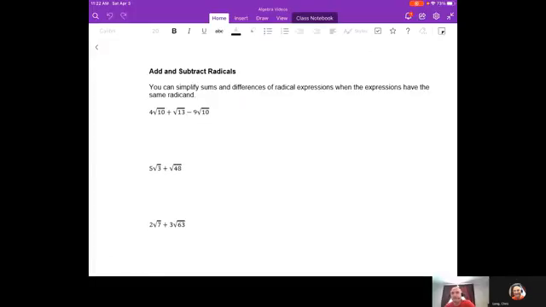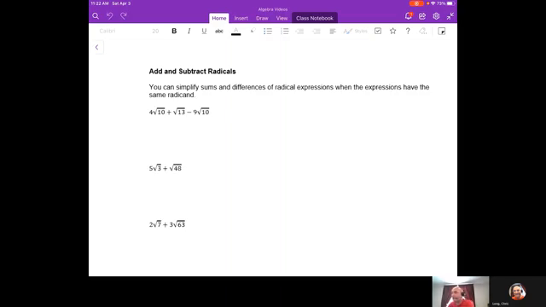Today we're going to learn how to perform operations with our radicals, and what that simply means is we're going to learn how to add and subtract and multiply our radicals. So we're going to start off with adding and subtracting radicals.